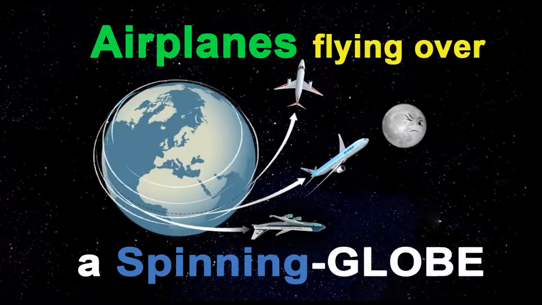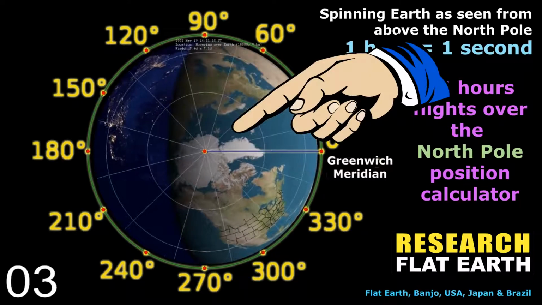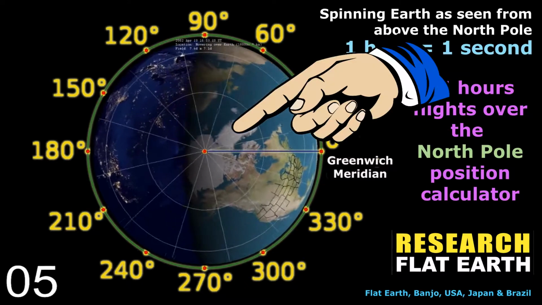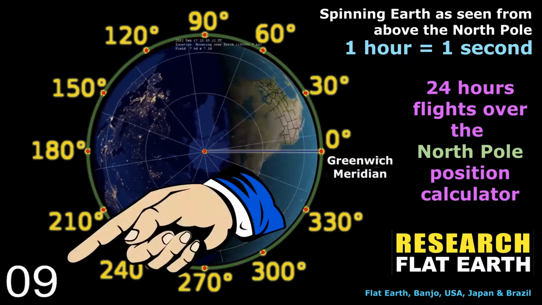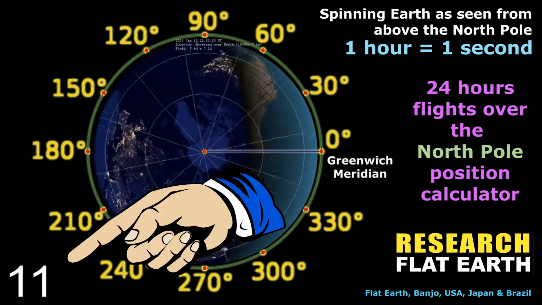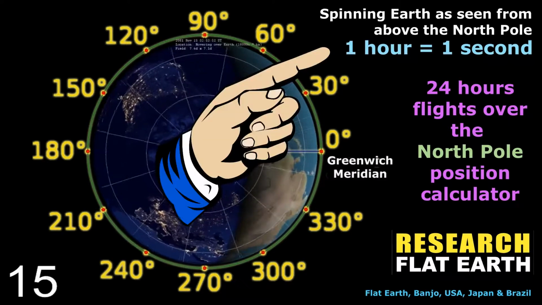I'm gonna be talking about airplanes flying over a spinning globe, especially over the North Pole, over the northern regions. Flights flying this region here that you see on this animation. And I have created this animation, which is a timer, 24 seconds timer, where the airplane will be traveling this region and each second equals to 1 hour.